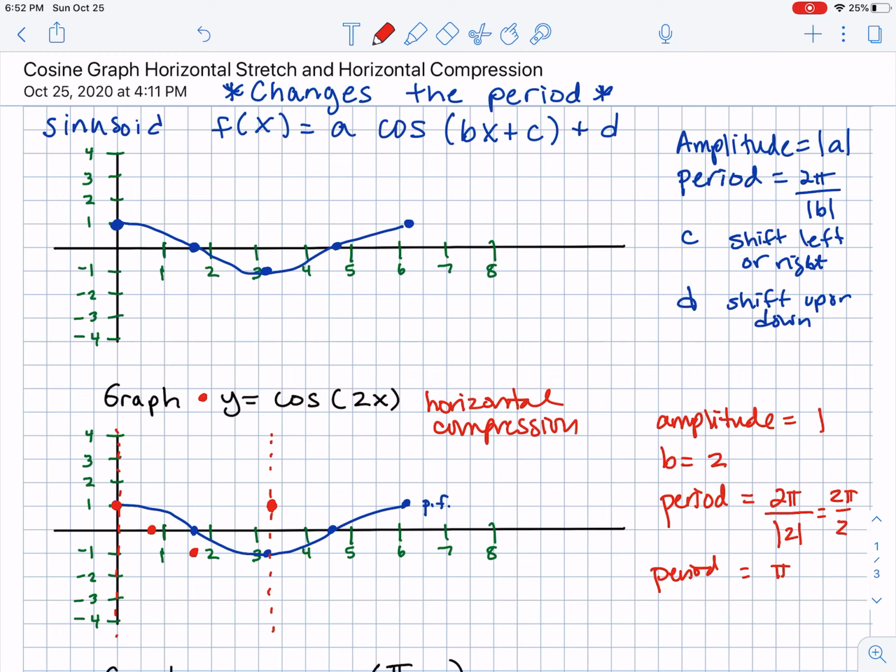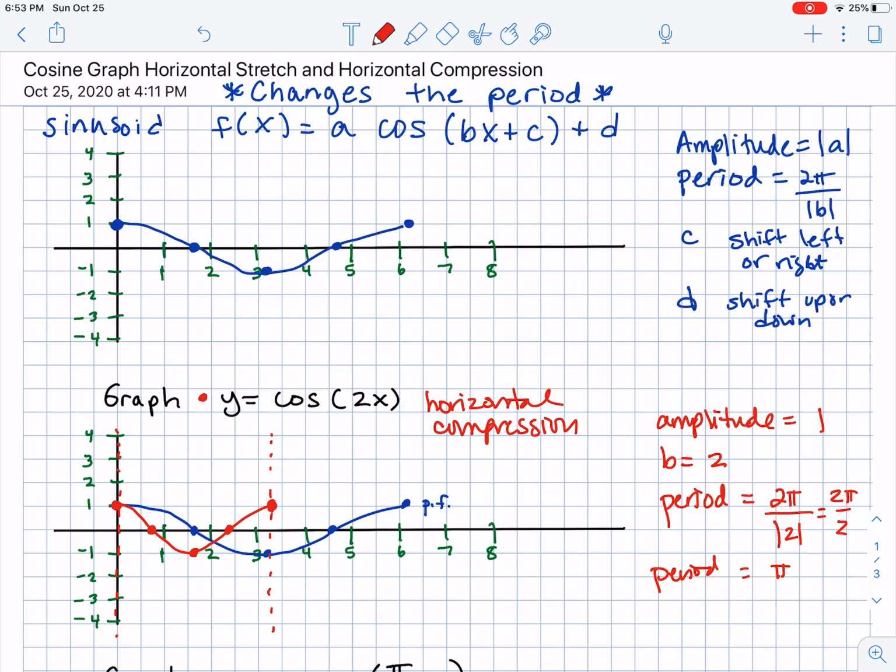And then if I have between 1.57 and 3.14, I'm going to be right around 2.4-ish for my other zero. Okay? Here is the cosine function of 2x. Notice that's a horizontal compression of 2. Okay, horizontal compression of 2.